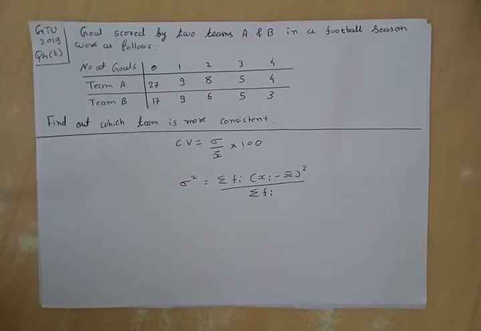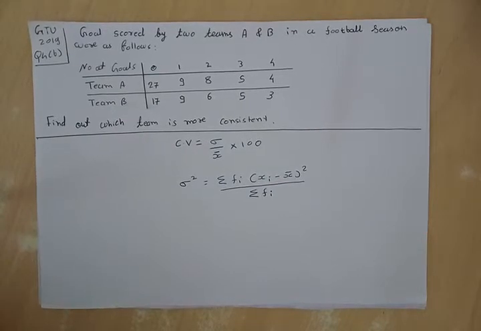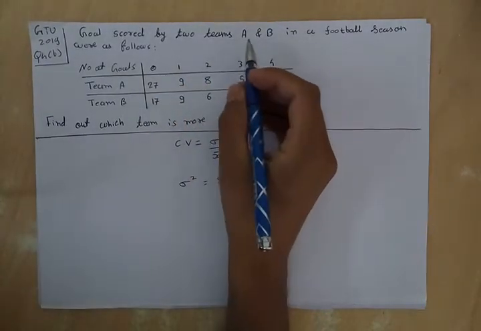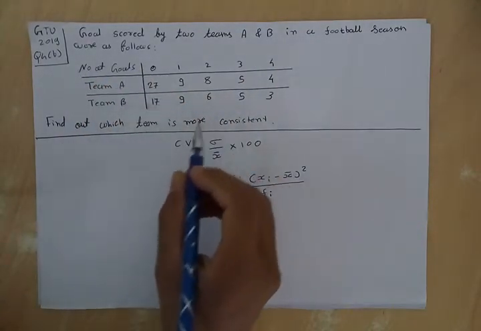In this video, we are going to do an example related to coefficient of variance. This example was asked in GTU Winter 2019 examination. Now the question says, goals scored by two teams A and B in the football season were as follows. Now a table is given.